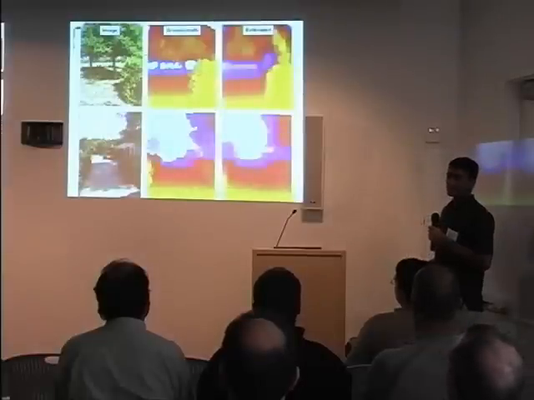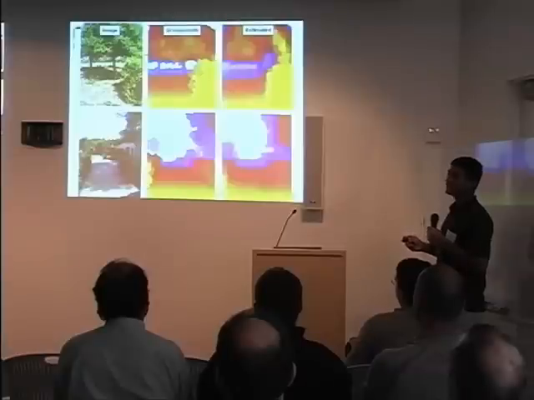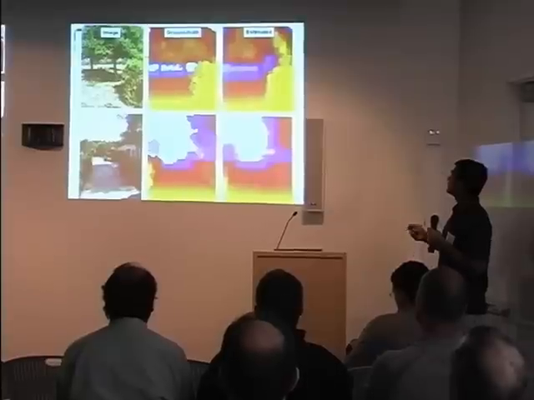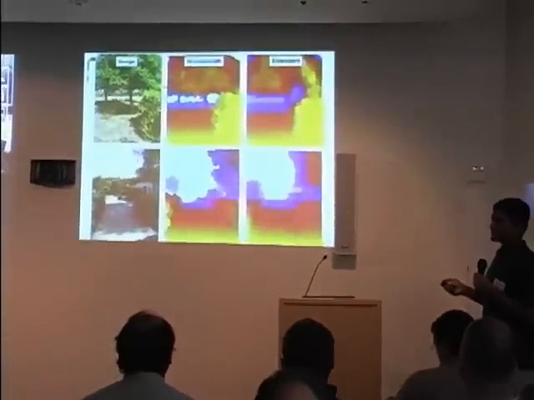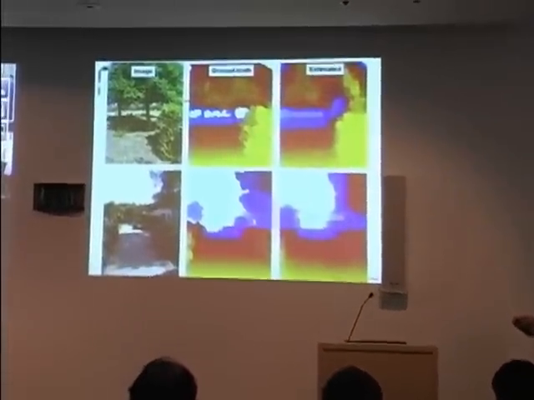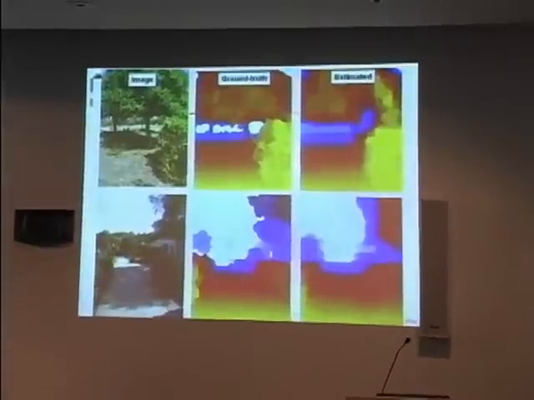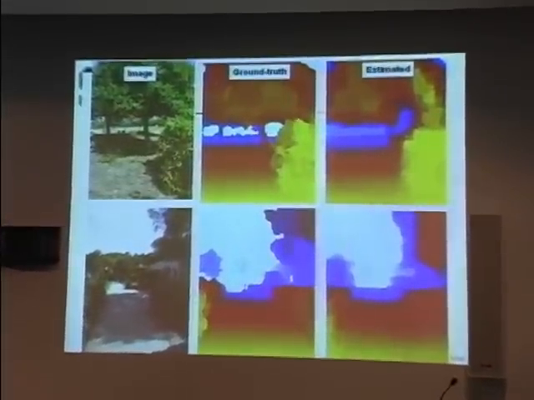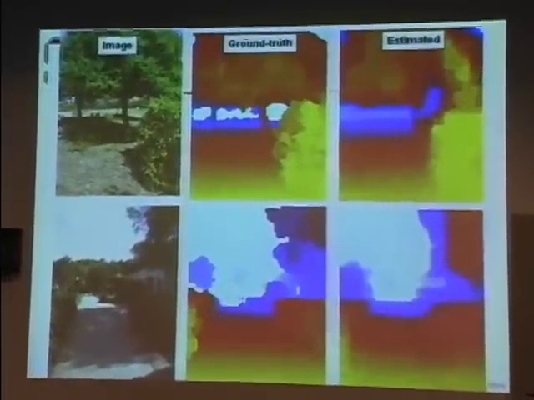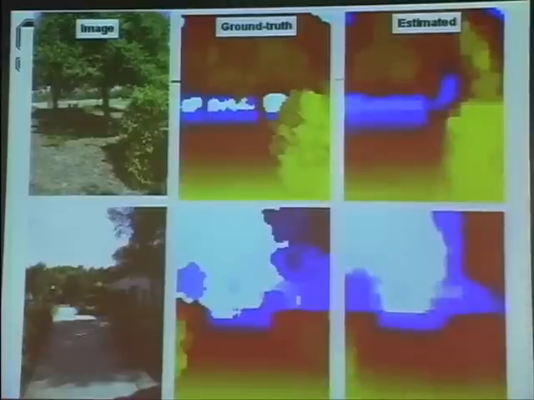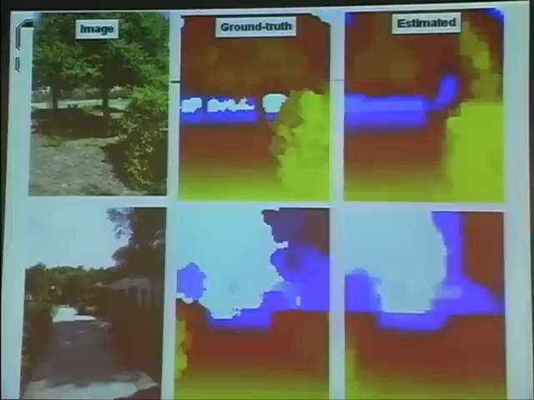Some more examples. This is a tree structure and ground truth depth map, the bush nearby, the tree in the background, and the estimated depth map. It makes some mistakes, obviously. It thinks that this bush is actually connected while there's a sharp boundary there, and it misses the trunk of the trees. This is another example, a building with some trees. And this is the estimated depth map. This is the ground truth depth map over here.